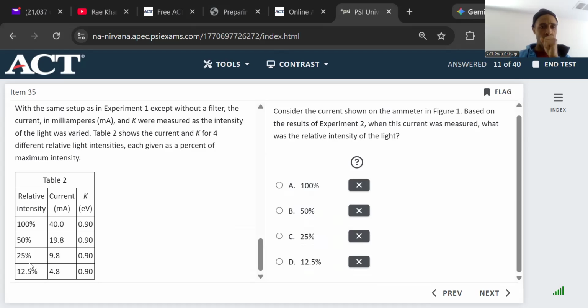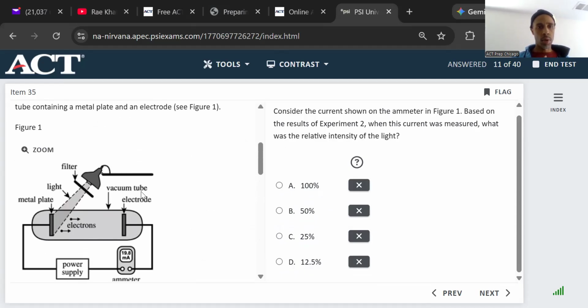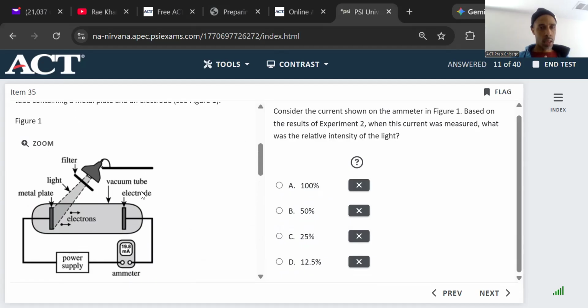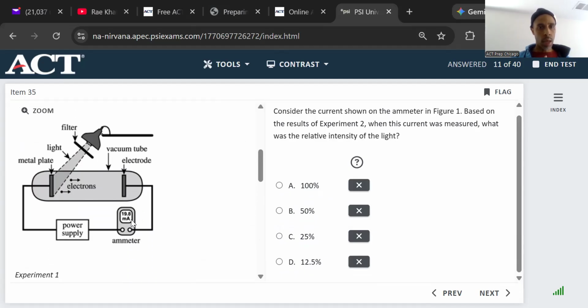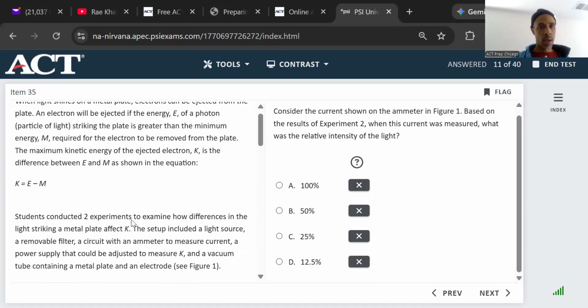Okay, so what are we trying to connect? Consider the current shown in the ammeter in figure 1. When this current was measured, what was the relative intensity of light? So what was the current in figure 1? In figure 1, what was the current? Oh, 19.8 mA, because I think an ammeter measures current, right?